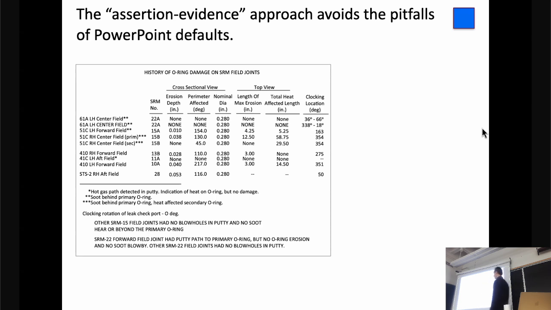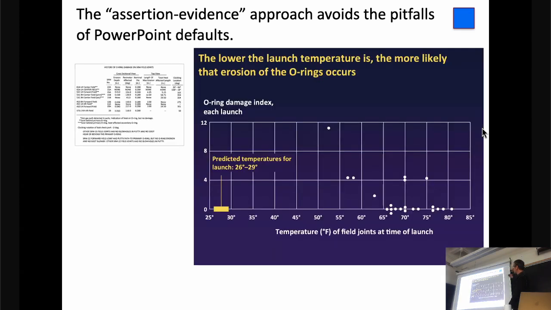By the way, this data, if you just plotted it, says the lower the launch temperature is, the more likely the erosion of the O-ring occurs. Here's temperature, and here's O-ring damage index going up as temperature goes down. And this was the temperature the day that ship was launched, right? So assertion evidence is a compelling story and sometimes critical.